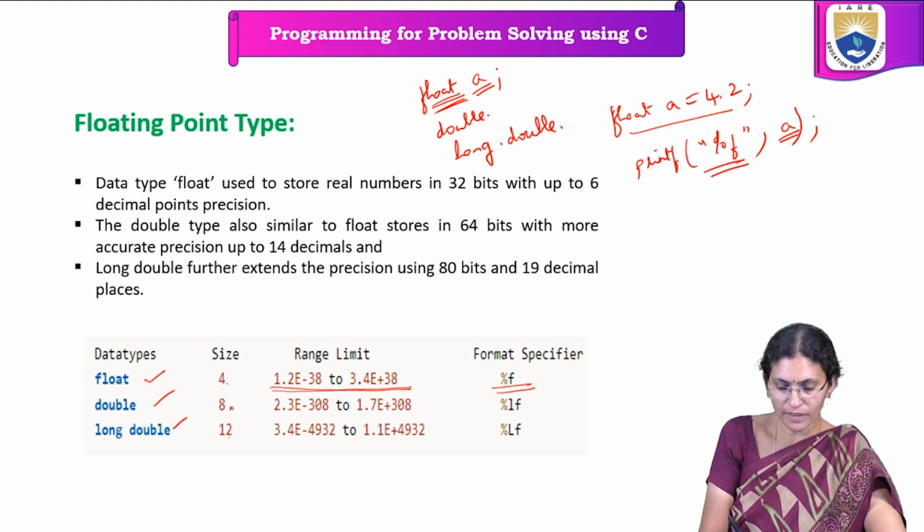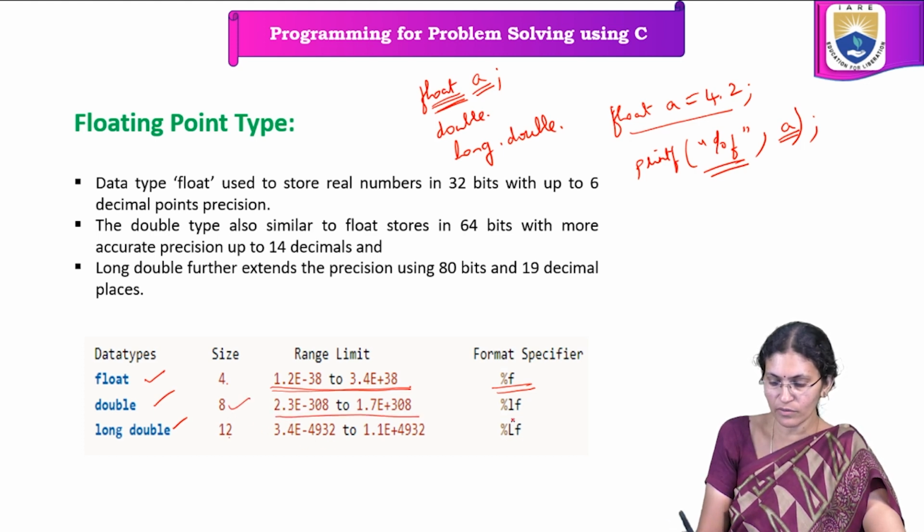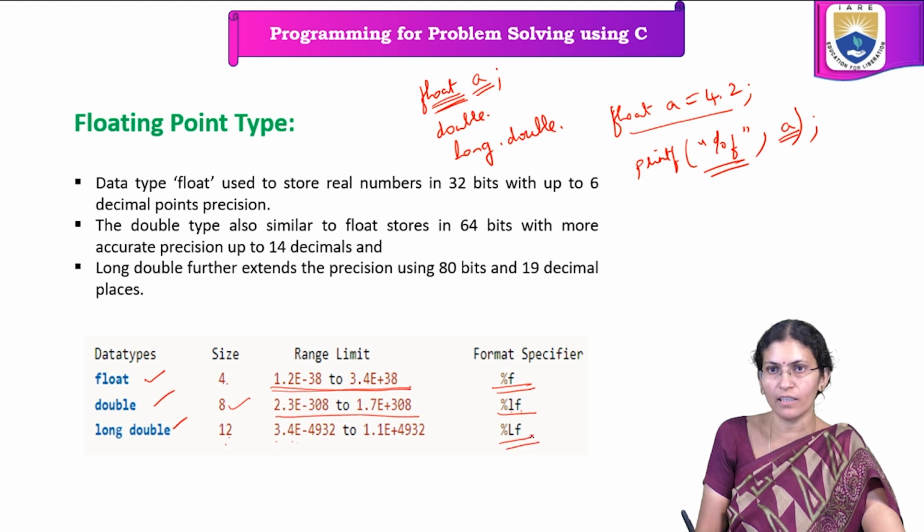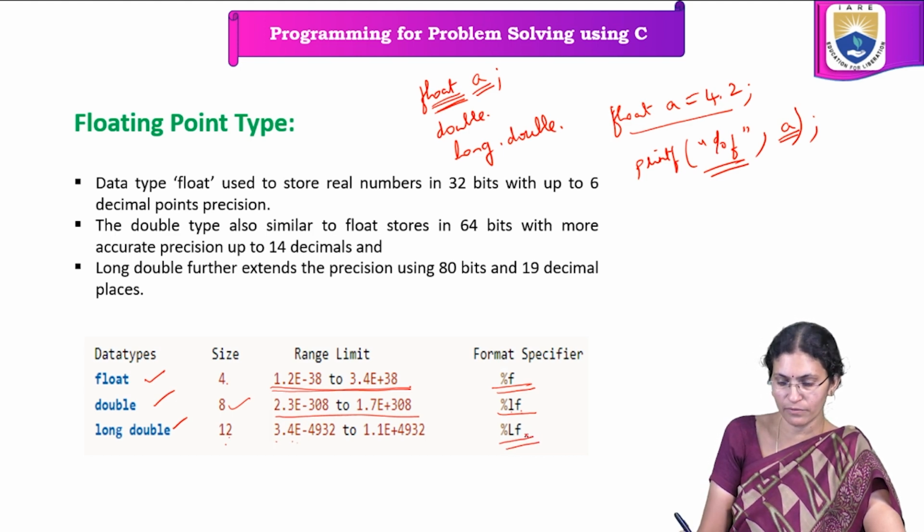Next is double. Size is 8 bytes. These are the range of values, and the format specifier is %lf, small l, small f. Then long double, the size is 12 bytes. Range of values is 3.4 into 10 power minus 4932 to 1.1 e 10 power 4932, and the format specifier is %Lf. Here L is capital, LF.